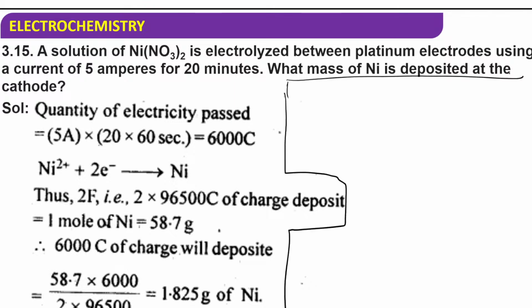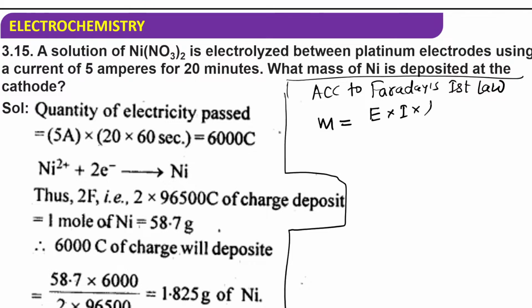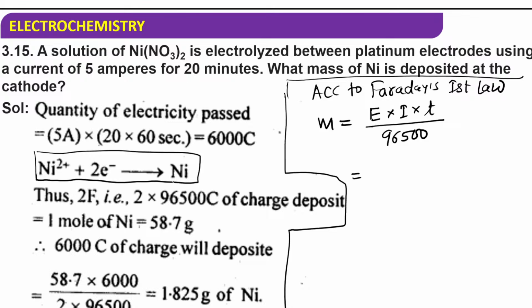Yes, you can write that according to Faraday's first law of electrolysis, mass deposited is equivalent weight into I into T upon 96,500. Now equivalent weight of nickel, so from here it will come: nickel 2 plus plus 2 electrons gives nickel.